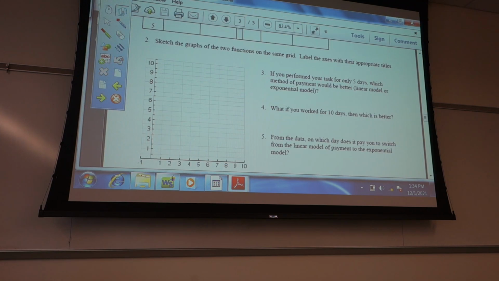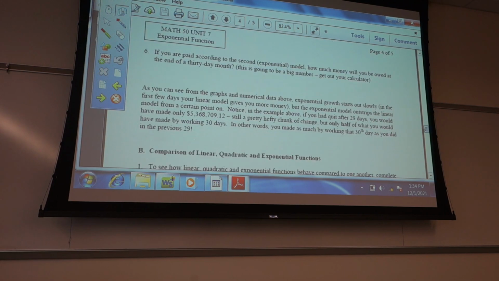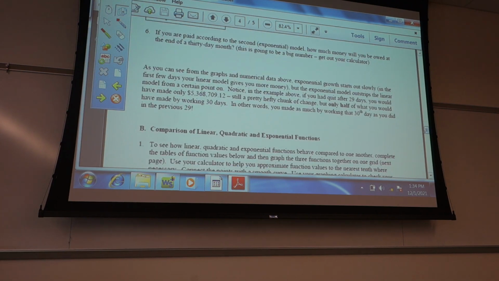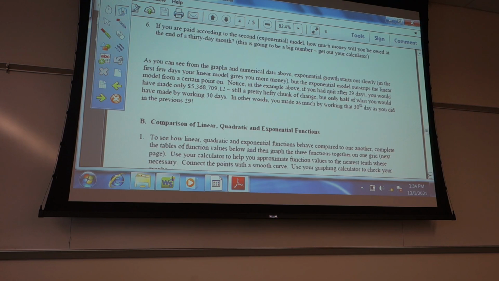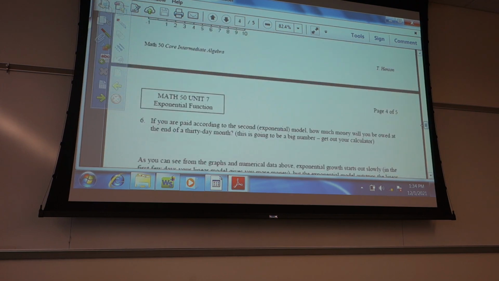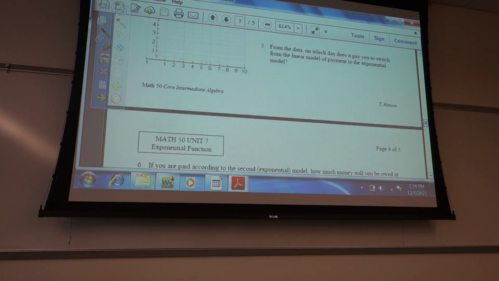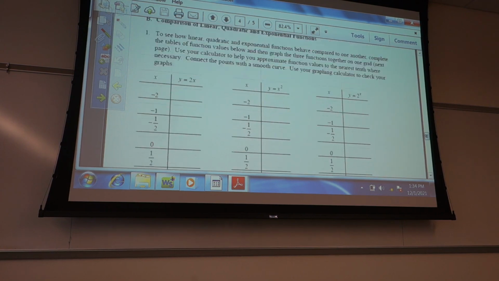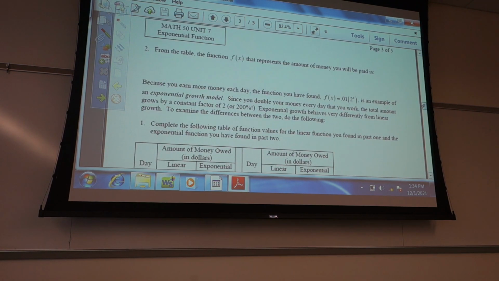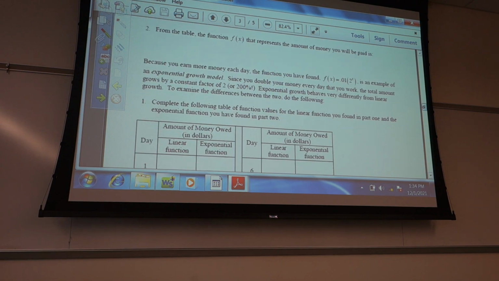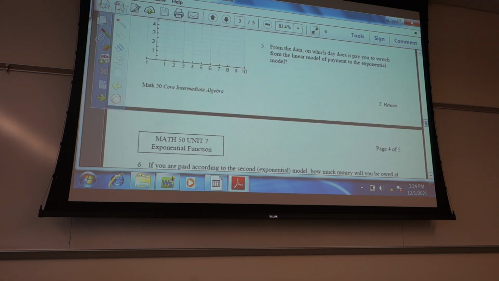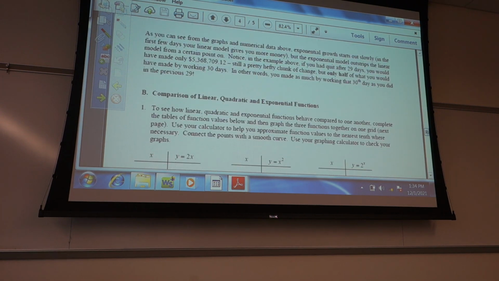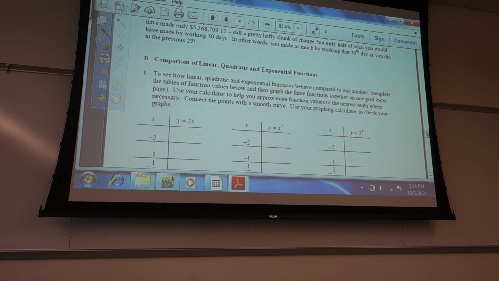All right, let's take a look at the next page. Oh, we already did this. Didn't we already do that? Yeah, the 30-day month. Oh, I did that ahead of time, my bad.